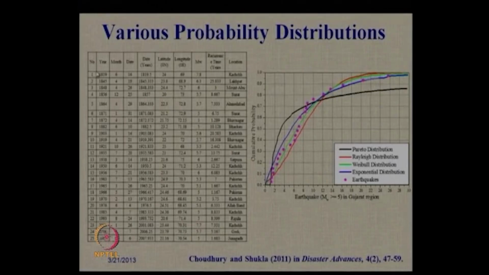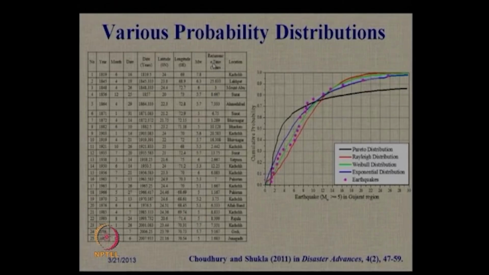Then we have seen that from the earthquake data available, we have selected only those earthquakes having magnitude greater than or equal to 5 to obtain the cumulative probability, using 4 very well known probability distribution models or seismicity models. What are those distribution models? Pareto distribution, Rayleigh distribution, Weibull distribution and exponential distribution. And these dots are showing the actual earthquakes which occurred on these dates and at this latitude and longitude with this much magnitude.